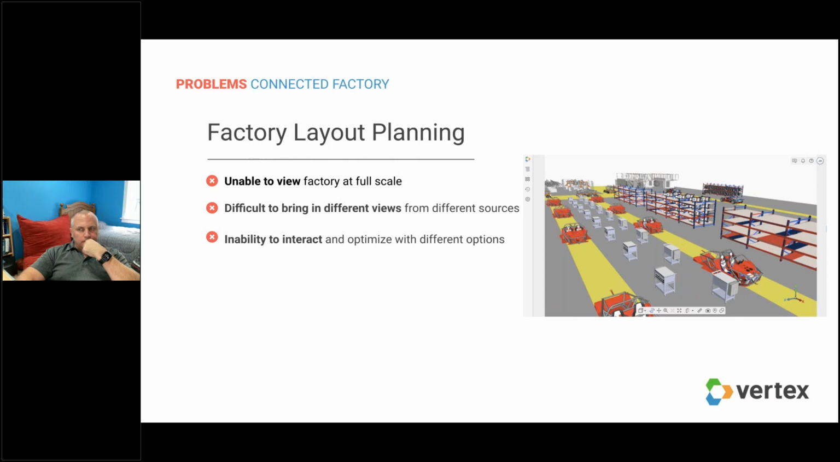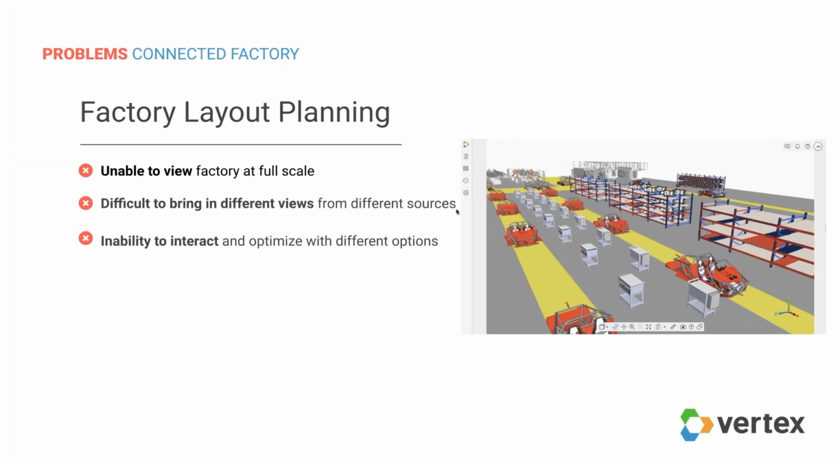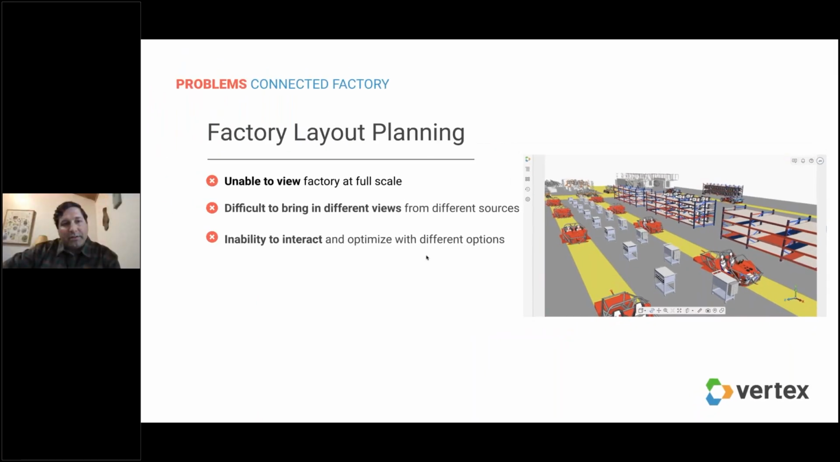It was much easier to modify what you had in existing than to, let's say, throw up more brick and mortar. And so we see many companies that we talk to with the inability to view the factory at full scale, bring in different assets to be able to lay them out, and then be able to package that in such a way that decisions can be made.